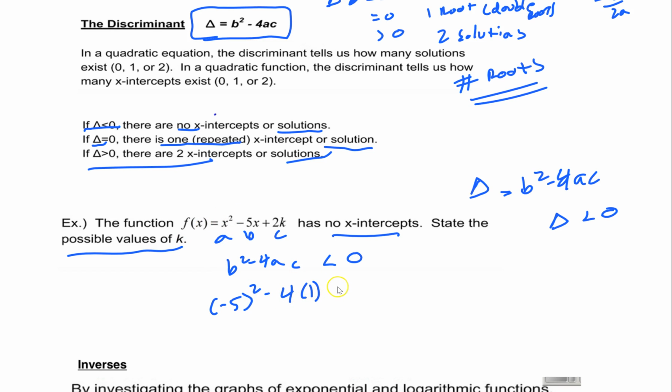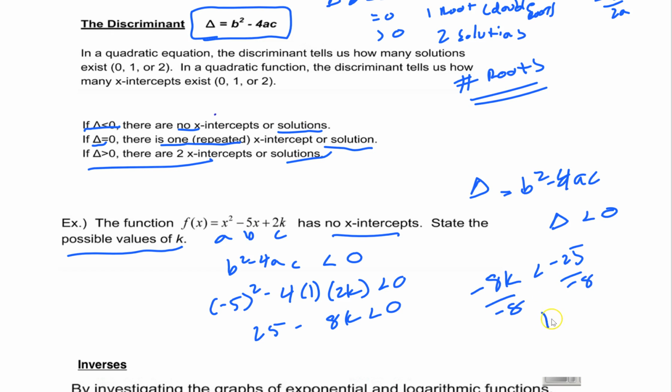Right, that's a 1 right there. And you plug in the 2k. Solve it. 25 minus 8k is less than 0. Solve it. Subtract 25 from both sides. Divide by negative 8. K is greater than 25 over 8. And that's the simple idea.